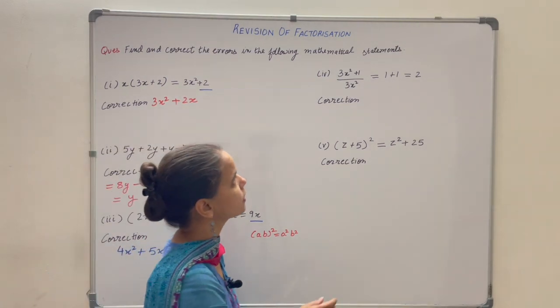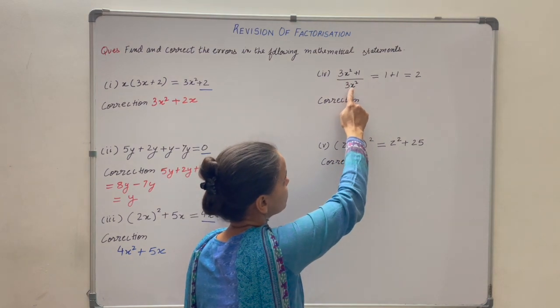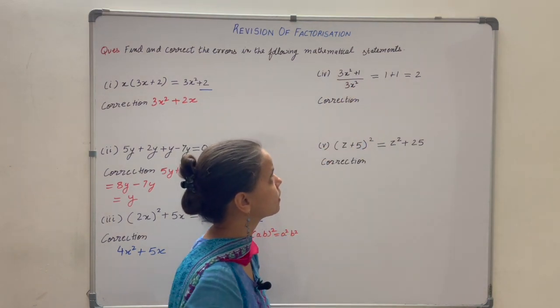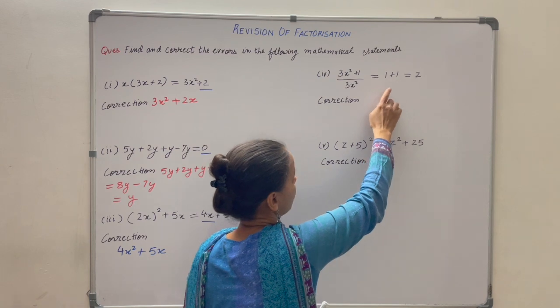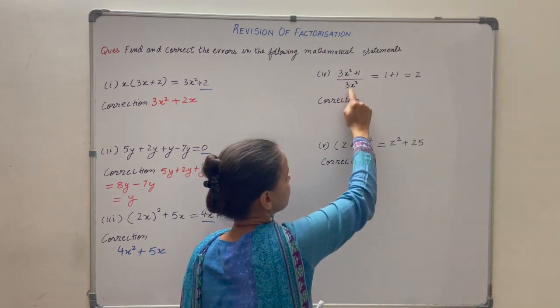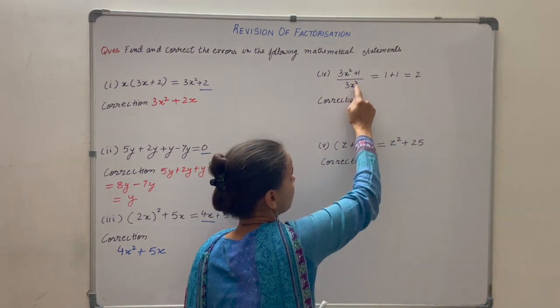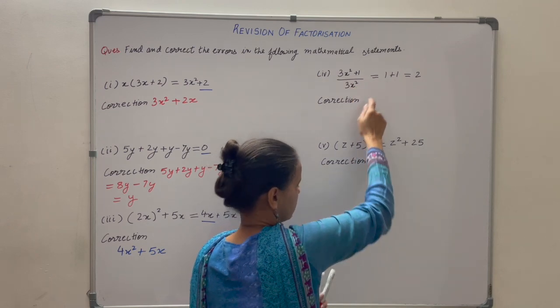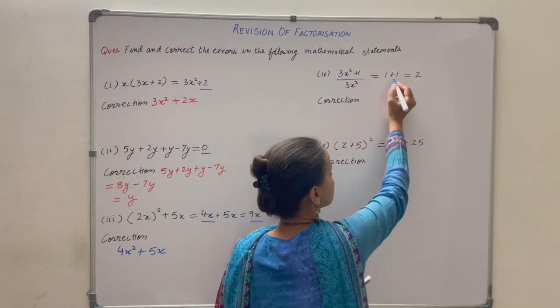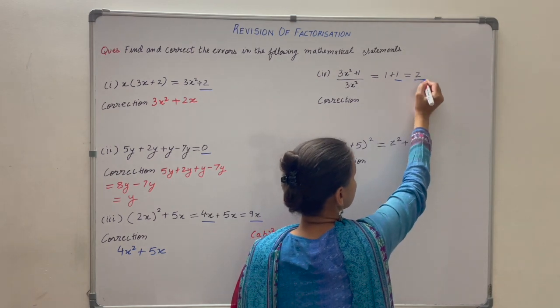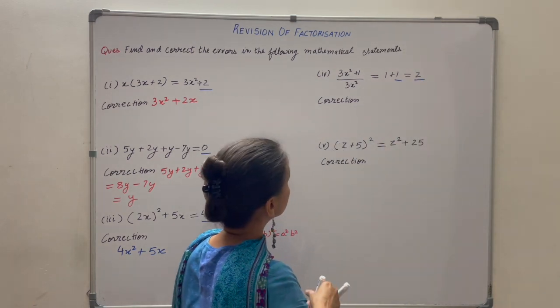Next question. Here you have 3x square plus 1 in the numerator and 3x square in the denominator. So here it says 1 plus 1. But when you divide it here you will get 1. But here you will get 1 upon 3x square. So the answer for this one is wrong. What is the mistake here? This and even this. So let us correct it now.